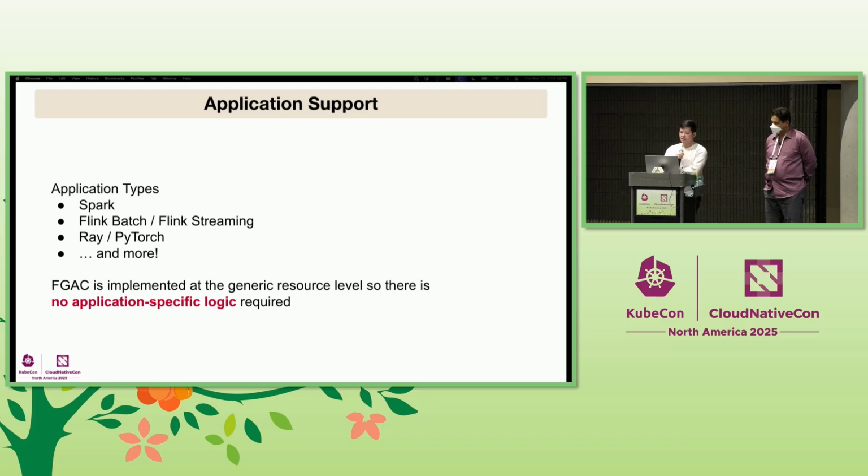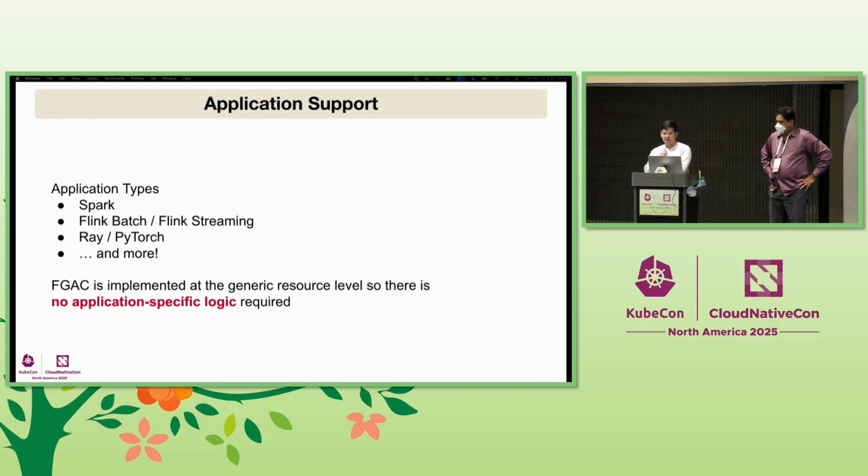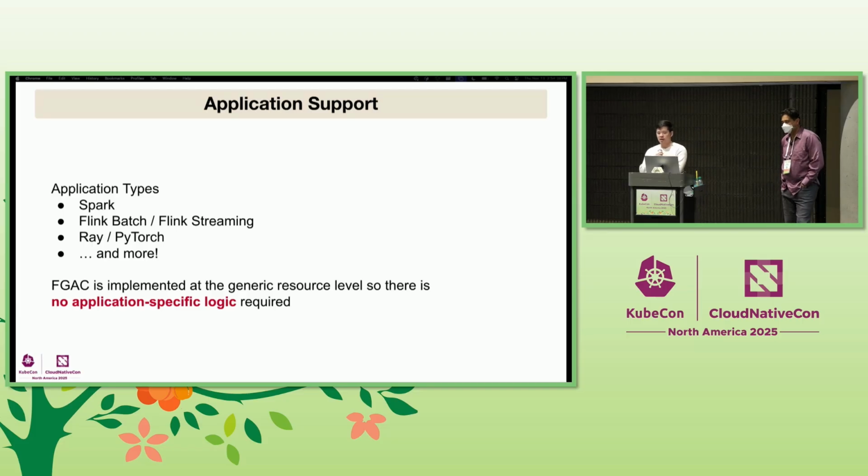Lastly, we wanted to talk about application support. This slide is kind of a gotcha because with how we've implemented fine-grained access control, there is no application-specific logic required. At Pinterest, we currently have fine-grained access control enabled for a large portion of Spark and Flink applications. For next steps in the short term, we're looking to onboard all Spark and Flink to fine-grained access control and incrementally roll out support for Ray and PyTorch applications. Longer term, we're looking to support columnar fine-grained access control to restrict access to columns in datasets that have mixed data sensitivity.